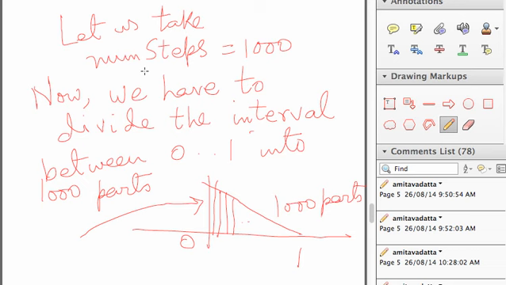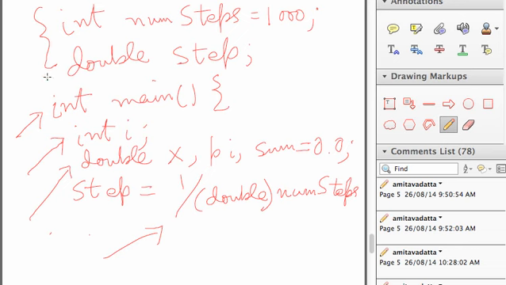So let us start with num steps equal to 1000. So we have to divide the interval between 0 and 1 into 1000 parts. And you know that now we have to evaluate the area of each of these thin rectangles and add them up. So your code will look like this.